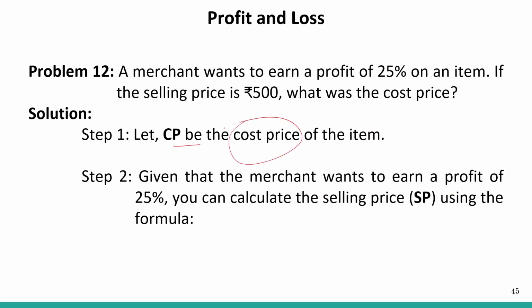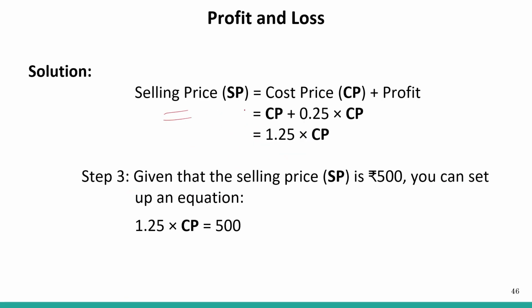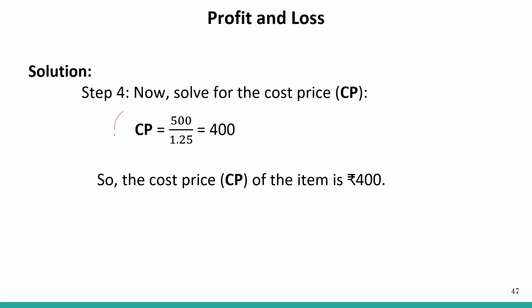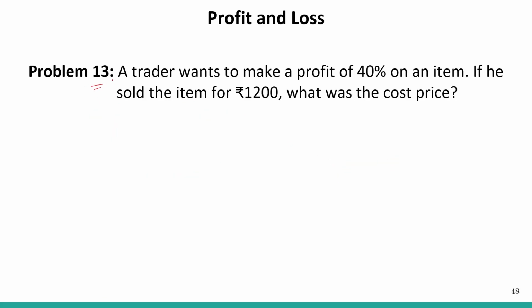So let CP be the cost price of that item. So given that the merchant wants to earn a profit of 25%, you can calculate the selling price how? So selling price is equal to cost price plus the amount of profit. So amount of profit is calculated by multiplying the decimal form of the profit percentage with the CP. So it is in whole 1.25 CP or 1.25x. So solving it algebraically, what we are left with is CP is equal to 500 by 125 is equal to 400 rupees. So the cost price of the item will be 400 rupees. Okay. So let's go forward with problem number 13.